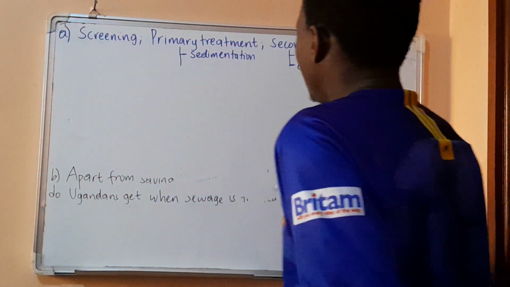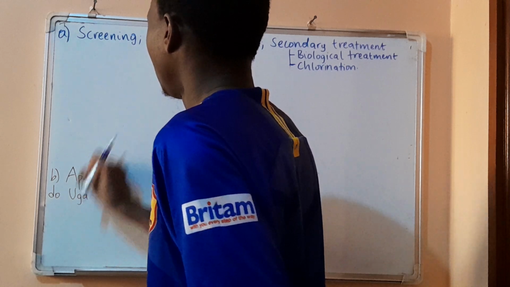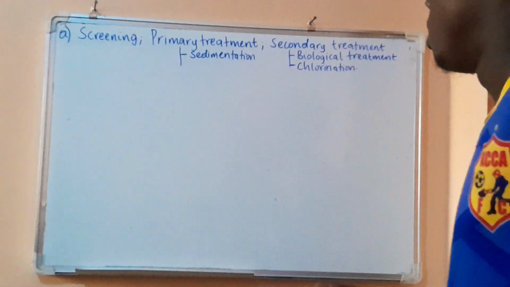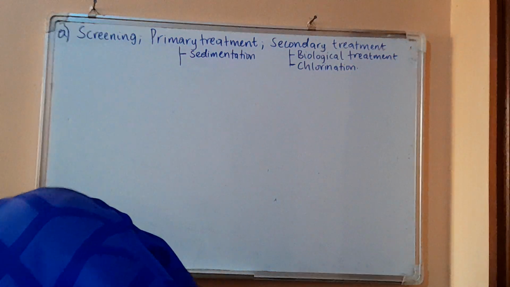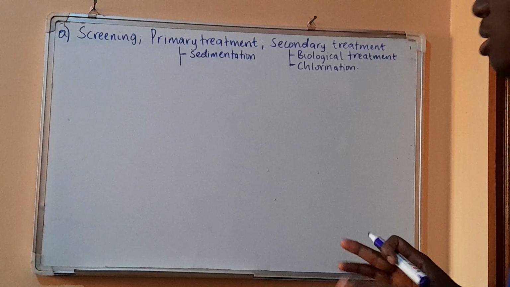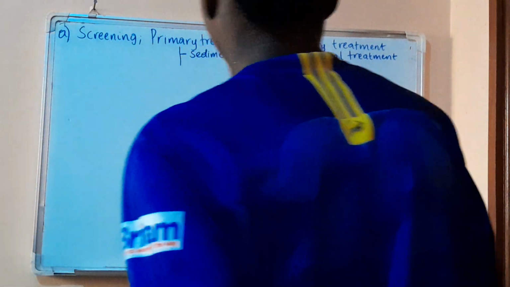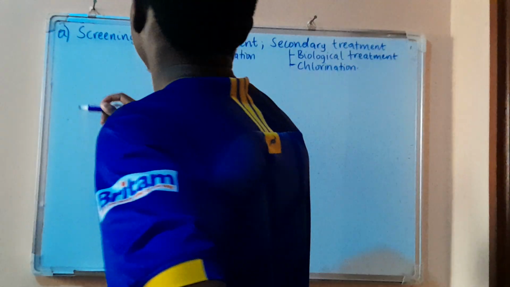I'm going to make use of the question. They did not specify whether we should use a drawing or we should just describe, but I think it was open. It was an open question. So I'm going to come up with this simple model, and I will use that simple model to explain some of these stages.